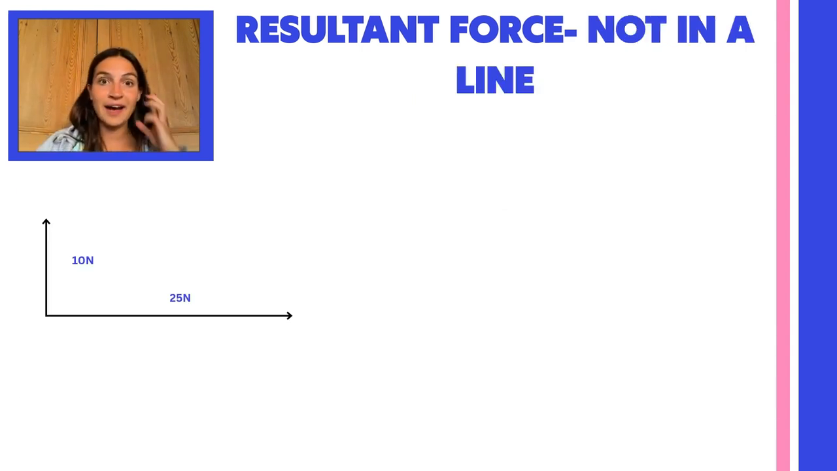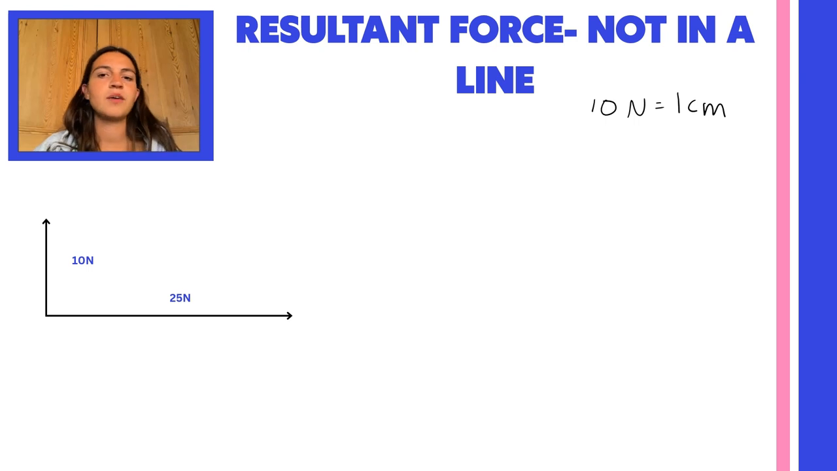Okay, so now we're going to have a look at what you do when your forces are not just acting in one line. So here's an example where I've got an object which has 10 newtons pulling it up and 25 newtons pulling it off to the right. The first thing I need to do is decide on a scale, because eventually I'm going to draw a scale diagram. So I could say, for example, that 10 newtons is going to be represented by 1 centimetre for my scale.